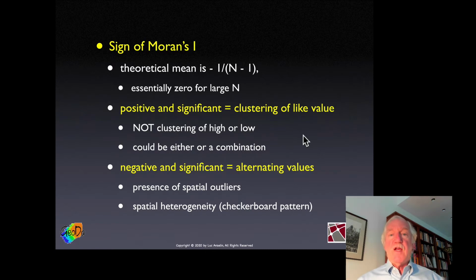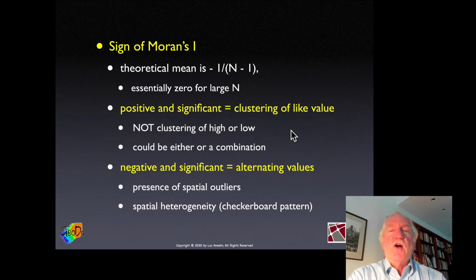So one mistake people often make is that they still refer to it as positive spatial autocorrelation, whereas in fact it should be referred to as spatially random. So unless it is significant, the sign doesn't matter. The sign is irrelevant because it is, for all practical purposes, spatially random. So then the opposite is negative and significant, that's alternating values. That's not the clustering. Very important, it's clustering of like values. It's not high or low. It could be high or low or both.